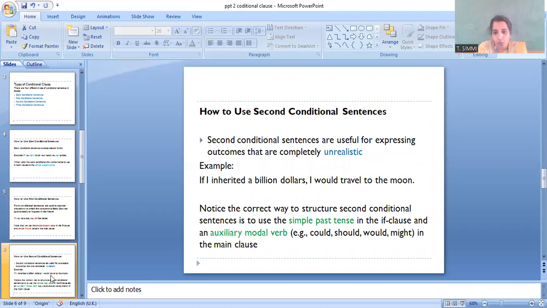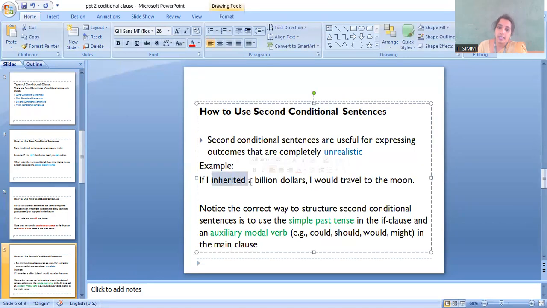Second conditional sentences are useful for expressing outcomes that are completely unrealistic. It's not real, it's unrealistic. See the example: If I inherited $1 billion, I would travel to the moon. And see this part, inherited, that's in simple past tense. And this is not a real one. If I got $1 billion, I would travel to the moon. It's an impossible one. So this is a second conditional sentence that expresses something completely unrealistic.